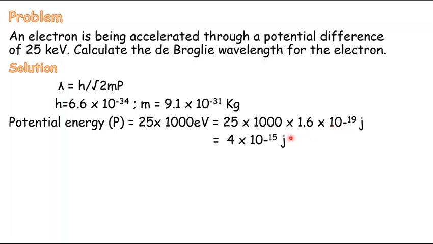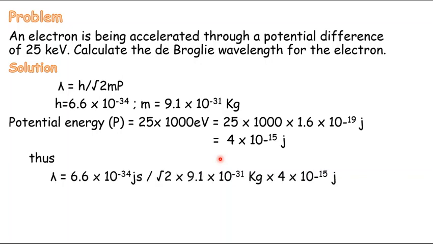And finally, after calculations, we find out that the potential energy of this electron is 4 into 10 raised to the power minus 15. Now we will substitute this potential energy in this equation and we'll find out the wavelength lambda. Right? We have done the substitutions. h is the Planck's constant, m is the mass of the electron, and p is the potential energy that we calculated in this step.